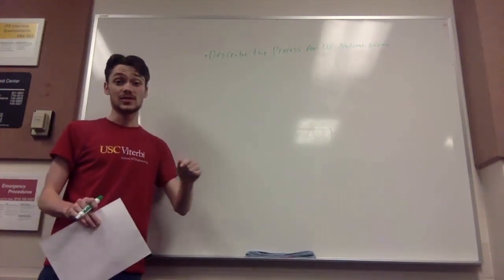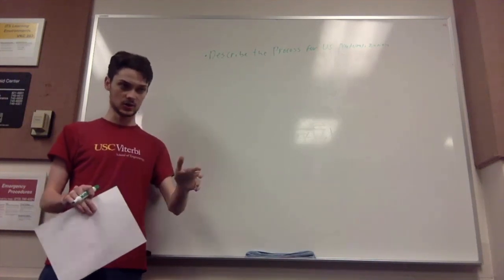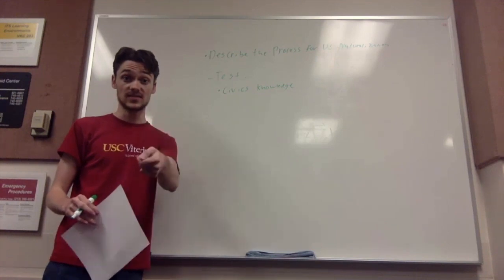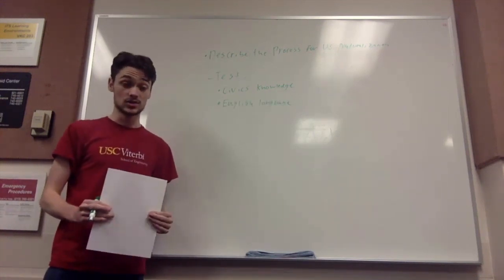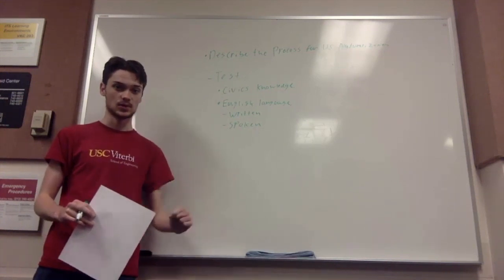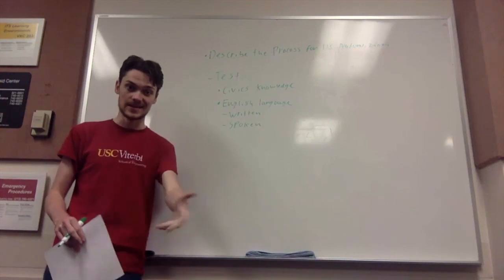After you've been a resident for 5 years, married to someone for 3 years, or completed military requirements, you need to take a test. The test is on knowledge of US civics and the English language. In the English portion, there is a written portion and a spoken portion. If you've completed all the requirements and you pass this test, you get naturalized.